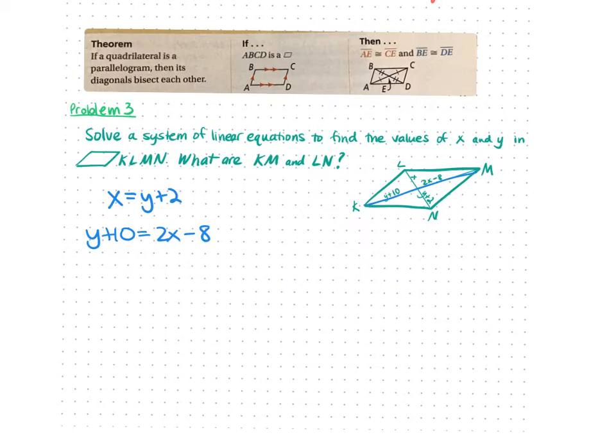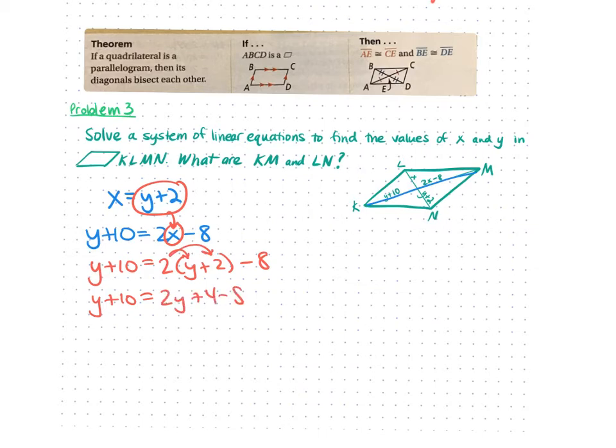So what we can do is just plug in this. Since x is equal to y plus 2, we can just substitute that in for this x. We can write y plus 10 equals 2 times y plus 2 minus 8. And so y plus 10 equals, distribute this, 2y plus 4 minus 8. Y plus 10 equals, we can combine these like terms, 2y minus 4.